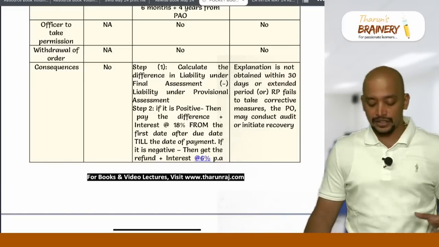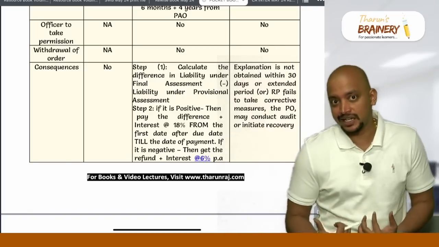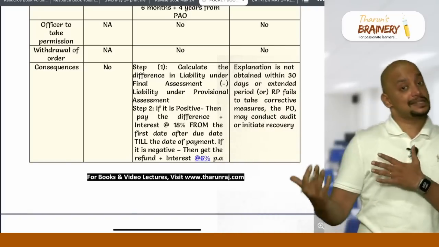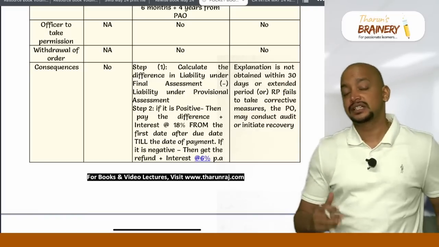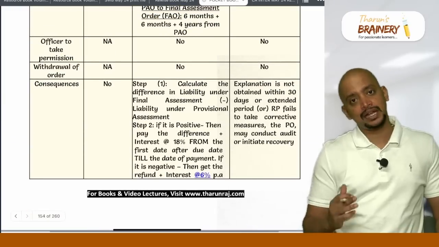So when it is negative, what will happen? Then we will get the refund first. Suppose the refund is not paid within 60 days from the date of application, then from the 61st day interest will be payable to us.